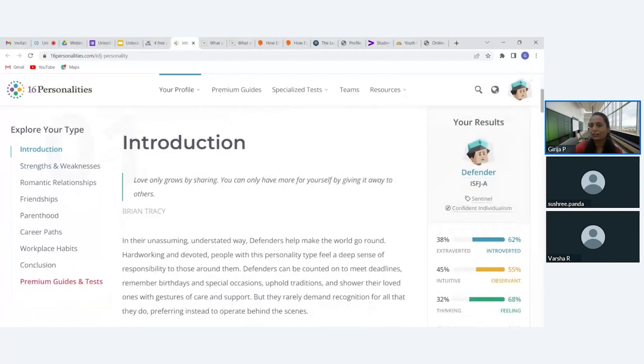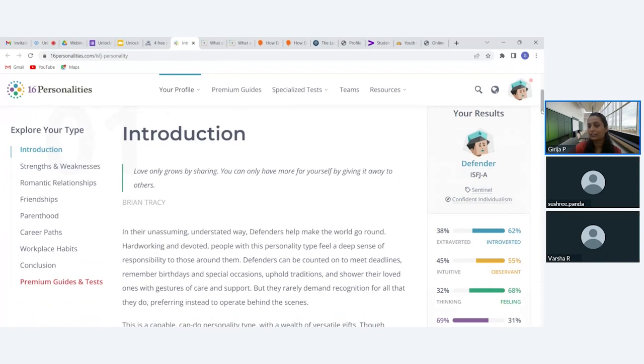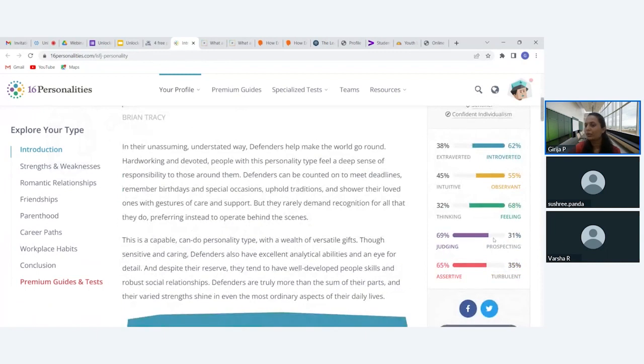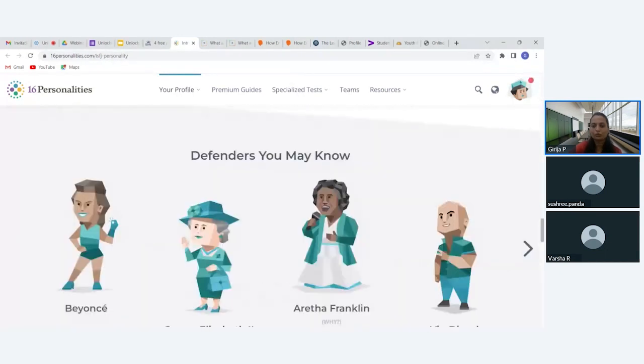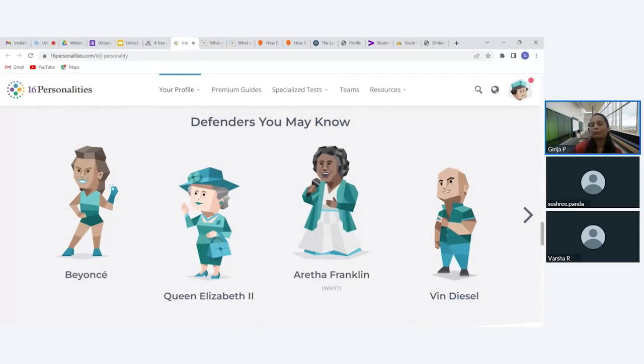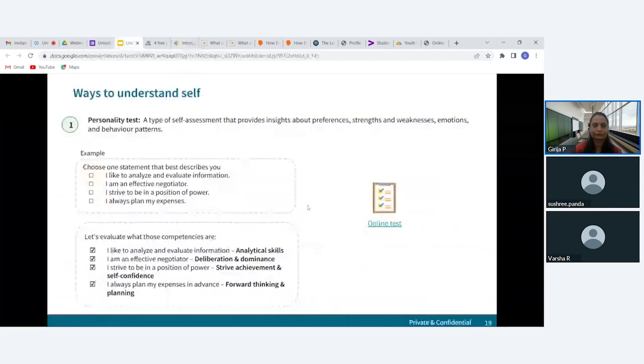On the right-hand side, you can see the result. It's showing I'm a Defender, and what I'm good at. I'm more introverted, I'm a more observant person, I feel more, I judge people, and I'm more assertive. It will help me understand what my strengths and weaknesses are, and how I can improve on that. It will also help you know who the other well-known people are who are also Defenders. You can see Beyonce, Queen Elizabeth, and Ben Disley. So they are also Defenders like me. This is how you can understand yourself better by taking this test. This is one way to understand yourself.